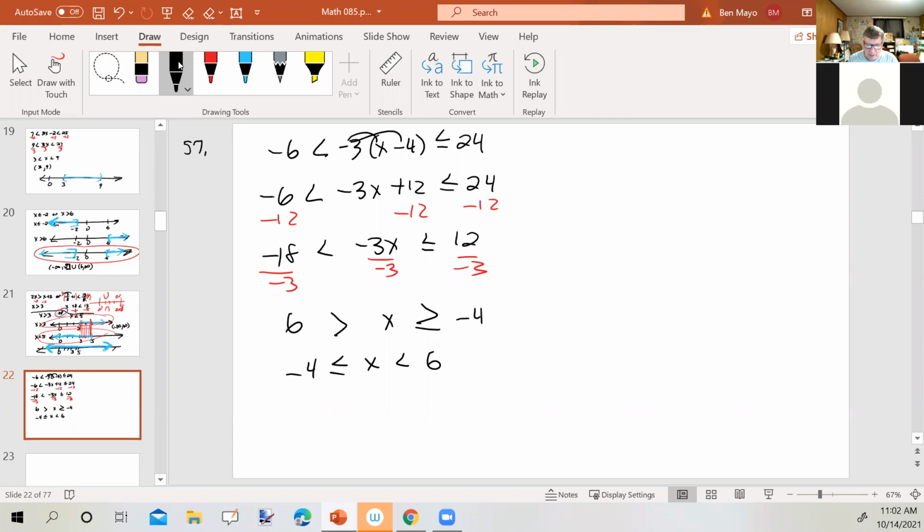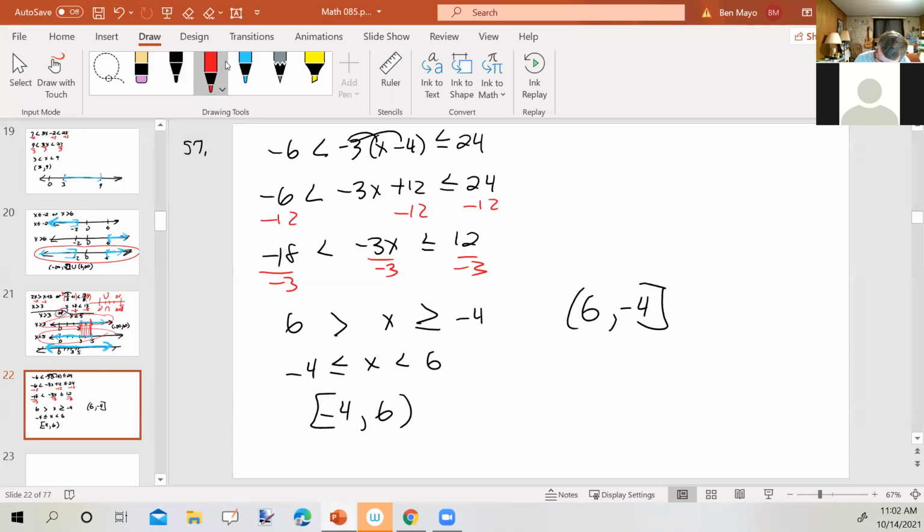It's important that you write it that way, because then when you go to put it in interval notation, it's going to look like this. If you write it in interval notation like this, that's going to be wrong, because in an interval, it has to go from smallest to largest. So be careful with that.